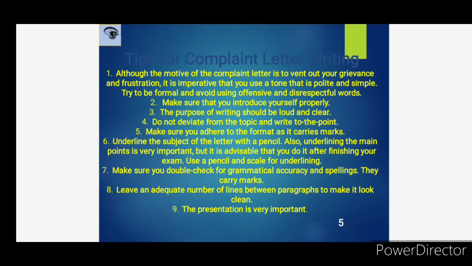Make sure you double check for grammatical accuracy and spellings because they carry marks. Also, leave an adequate number of lines between paragraphs to make it look clean because the presentation is very important when you are writing something.